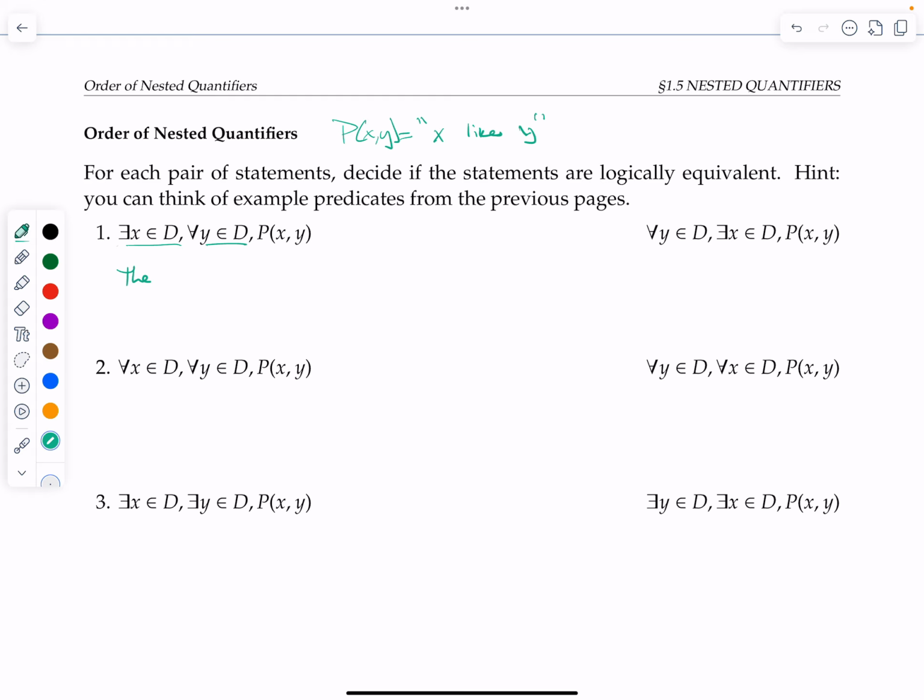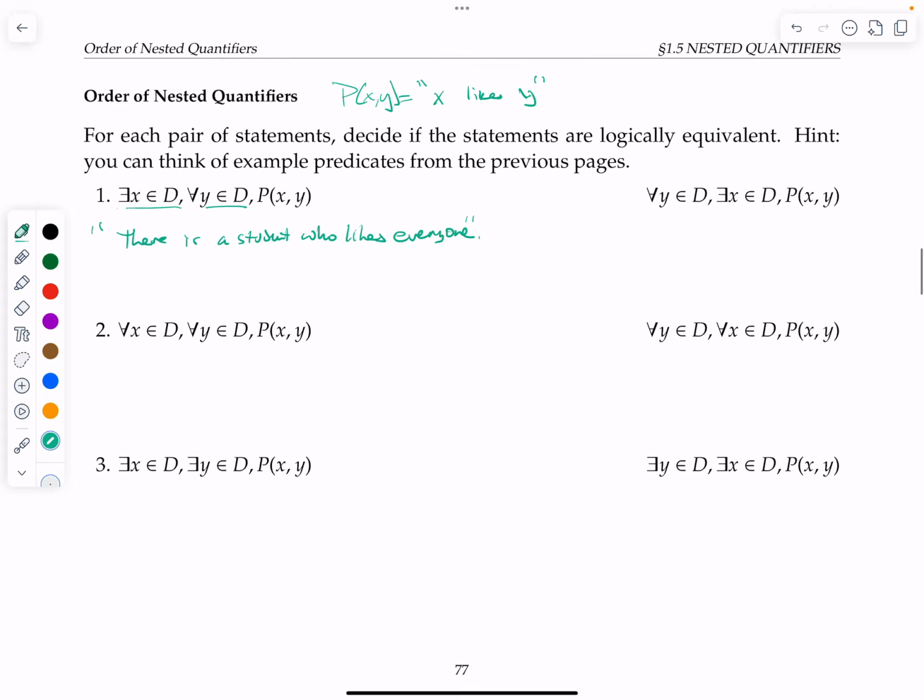Okay, so there is a student who likes everyone. So that's what this means. Whereas this one over here, I know it looks like it's almost the same thing. All we've done is we've reversed the order of the predicates. But in this case, every student has someone who likes them.